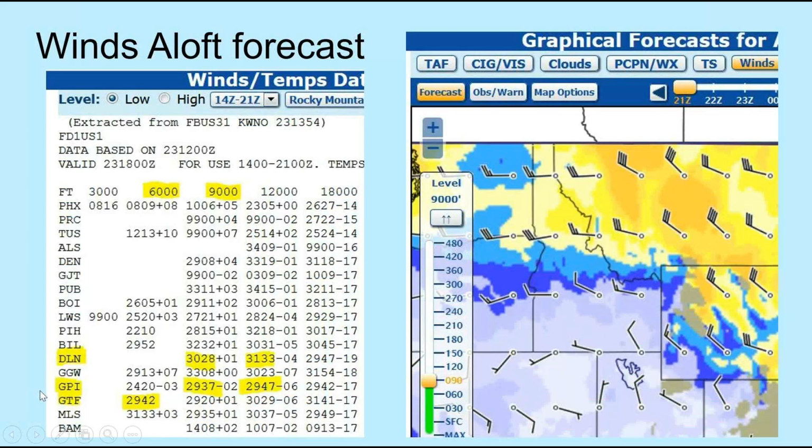So I like to look at winds and temperatures aloft. This is an example, on this day that I was observing wave. GPI is Glacier Park International Airport up in Kalispell on the west side of Glacier Park. Here at 9,000 feet, winds were 290 at 37. At 12,000 feet, 290 at 47. And then at 18, 290 at 42. So the wind speed increased by 10 knots, went down a little bit, but it didn't really change a whole lot, and the direction stayed the same.